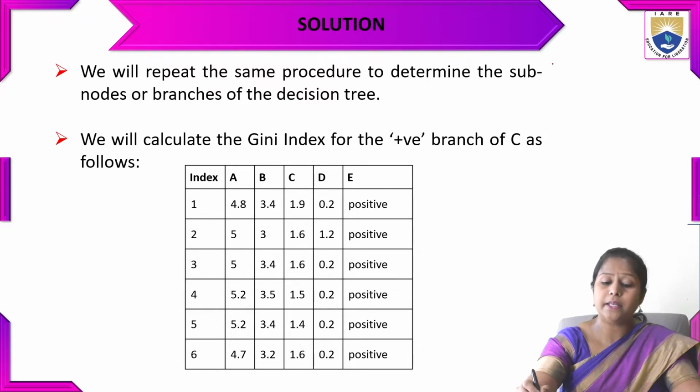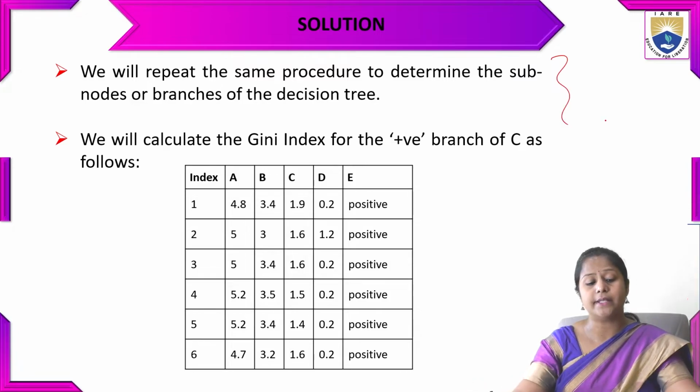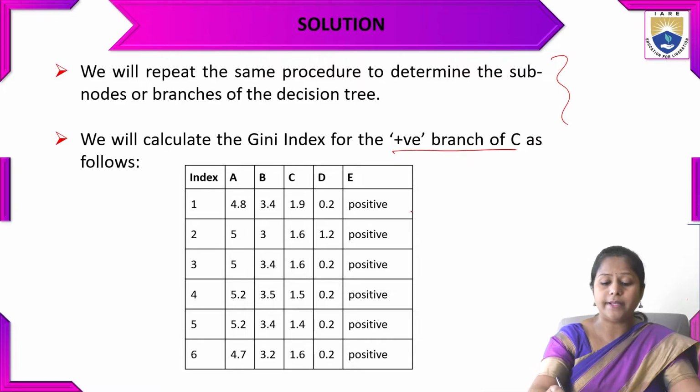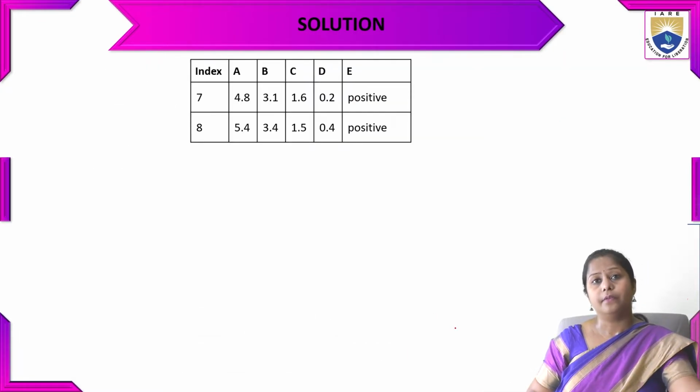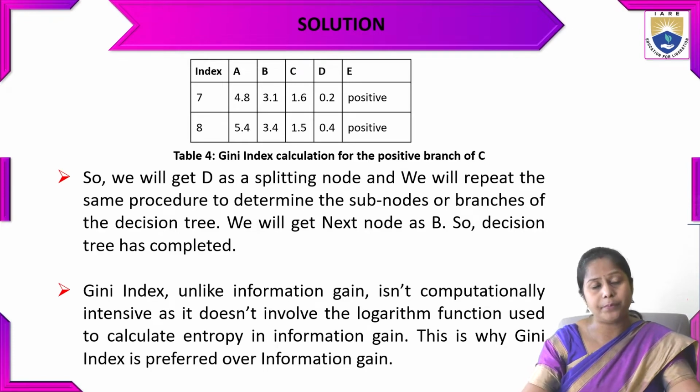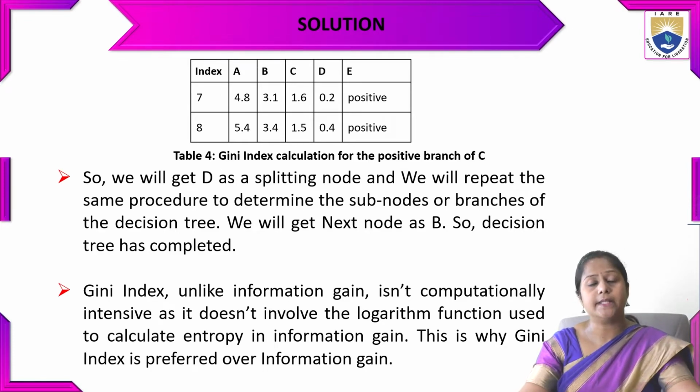So we will repeat the same procedure to determine the subnodes and branches for the decision tree, as we have got the C as the minimum Gini index, right? So we will calculate the Gini index for the positive branches for the C as follows. So now we will take the positive classes for the C. So we will get the D as a splitting node, and we will repeat the same procedure to determine the subnodes, or we can say branches of the next decision tree.